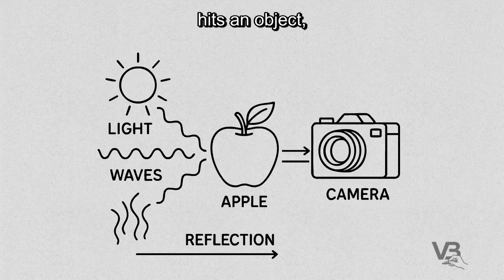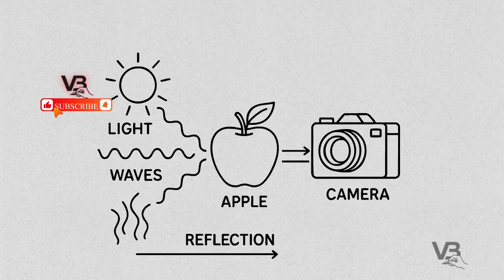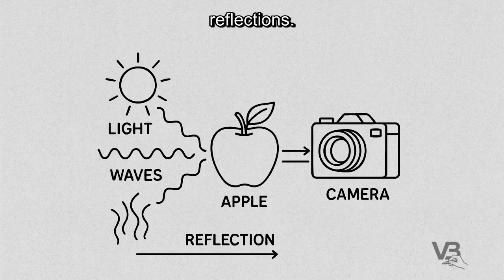When light hits an object, some of it is absorbed, and some is reflected. The color we see is the color of the reflected light. For instance, a red apple reflects more red light and absorbs the other colors. Cameras record these very reflections.